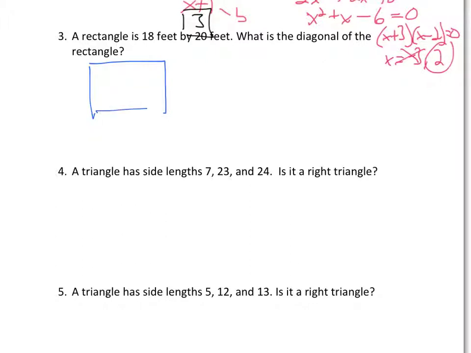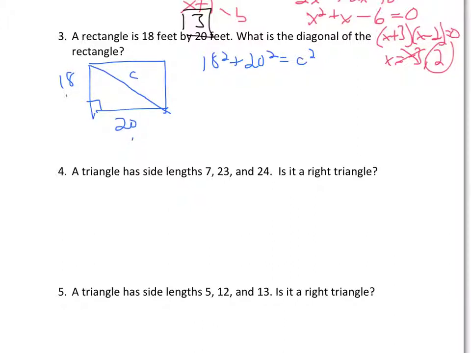It's 18 by 20. And they want to know what the diagonal of the rectangle is. So a diagonal is going to cut right through it from corner to corner. Right? Obviously rectangles have right angles. So we're going to be trying to find C. We've got A and we've got B. So we could do 18 squared plus 20 squared equals C squared, where C is the diagonal.